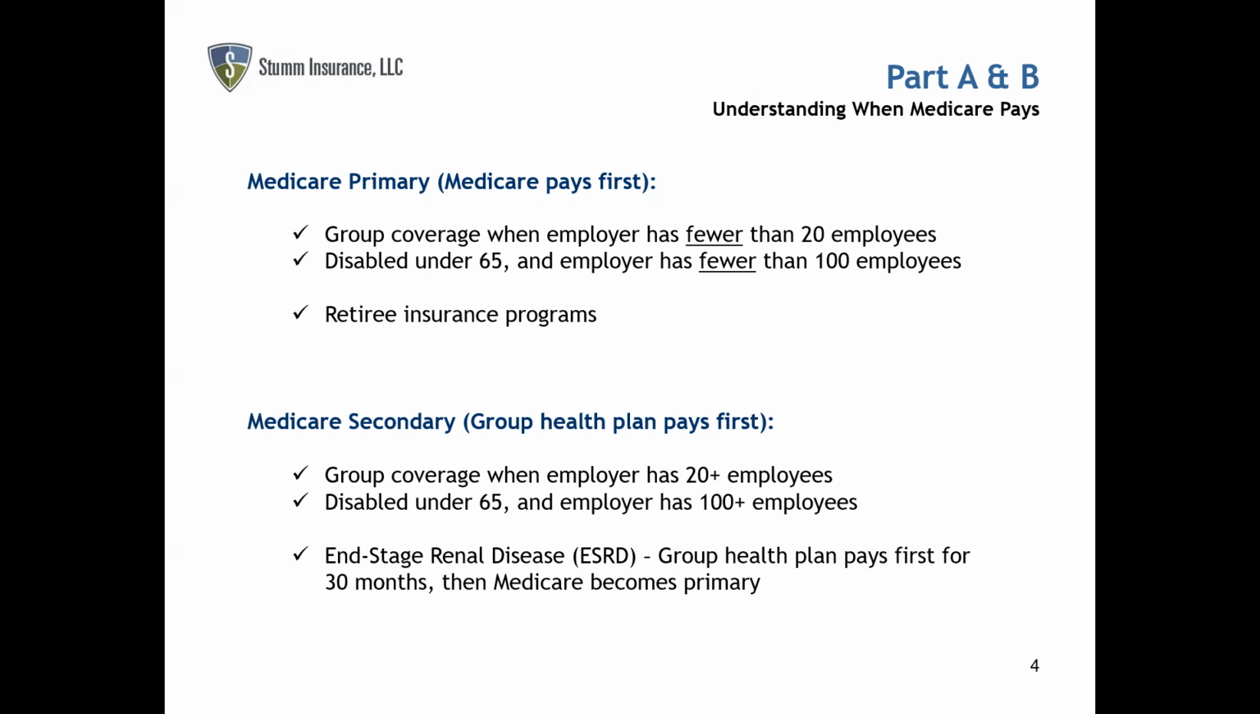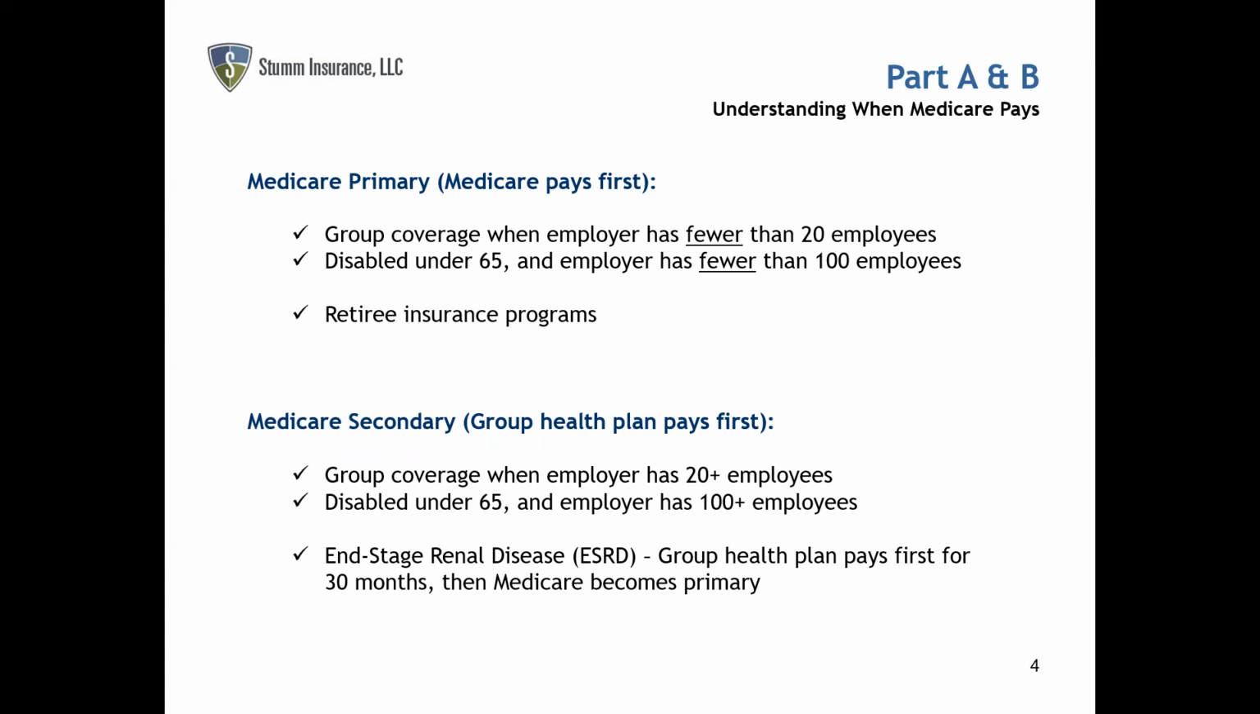So sometimes people will think, well, I'm still working, I don't need Medicare, but some of it depends on the size of the company. If it's a very small company, under 20 employees, Medicare is actually primary, and you'll want to sign up for Medicare Part A and Part B, even if you can continue on your group plan as your secondary. If someone is disabled under 65 and becomes eligible for Medicare, the threshold is 100 employees instead of 20 for the size of the group, depending on if Medicare is primary or secondary.